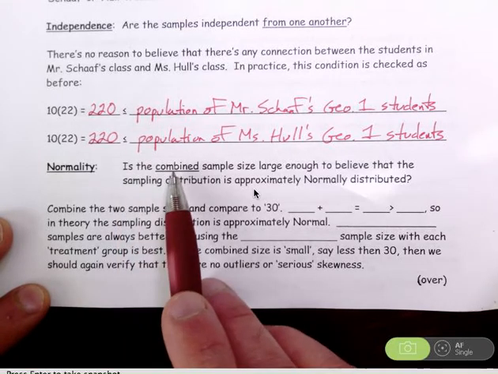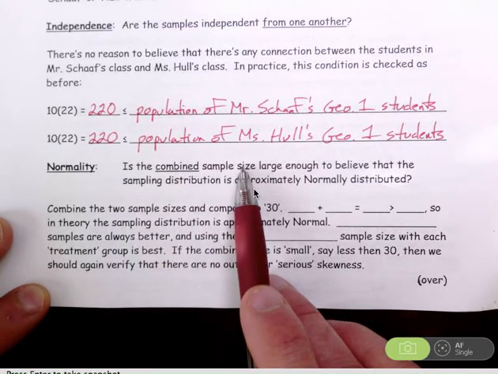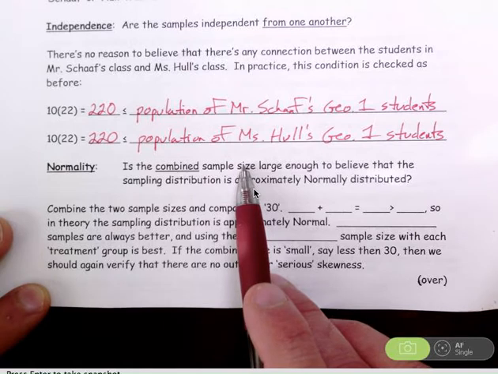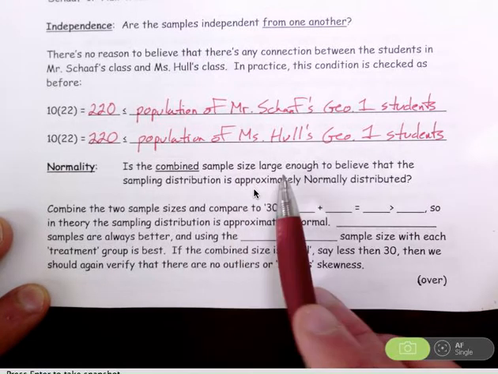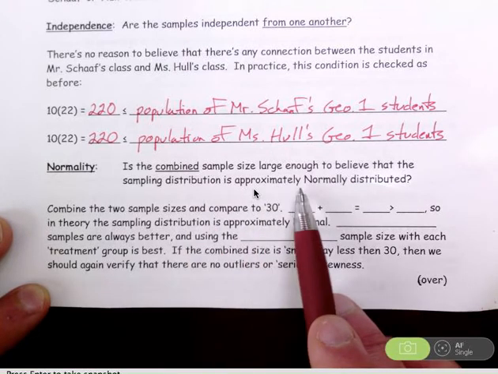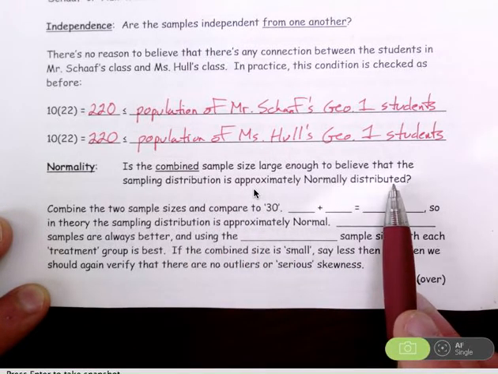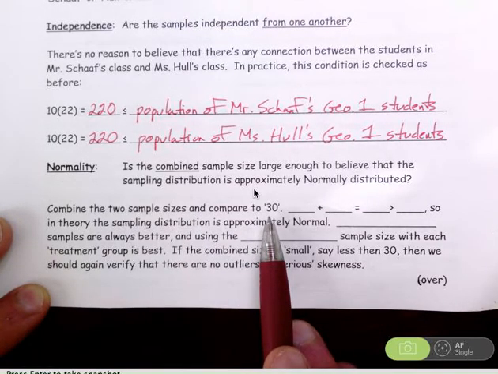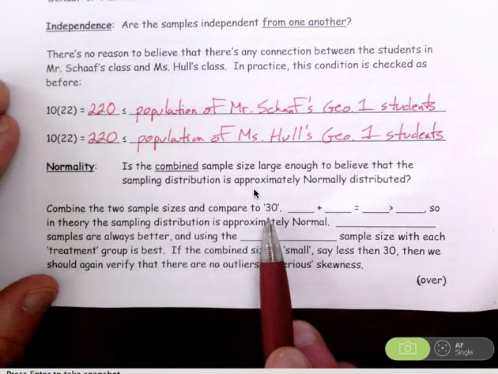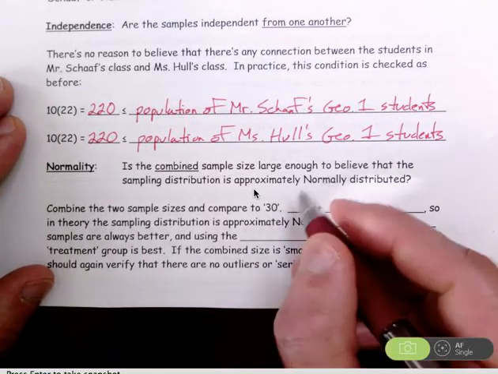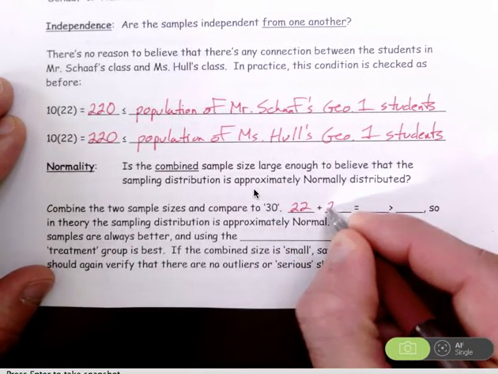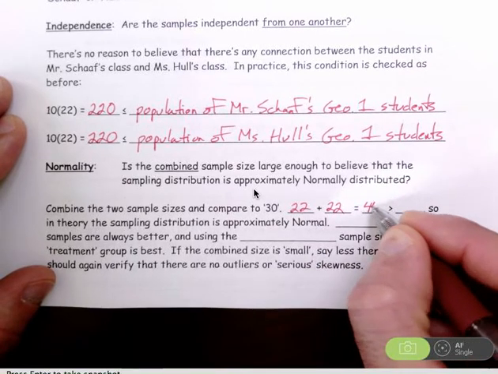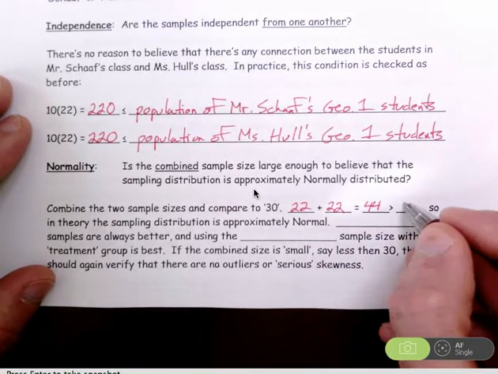If you combine the sample sizes, here 22 plus 22 makes a total of 44. Is that large enough to believe that the sampling distribution is approximately normally distributed? In our scenario here, just like we did with one sample t-tests, we're going to choose to compare to 30 in terms of being, quote, big enough. So our two sample sizes are 22 and 22. That's a total of 44. And certainly that's greater than 30.